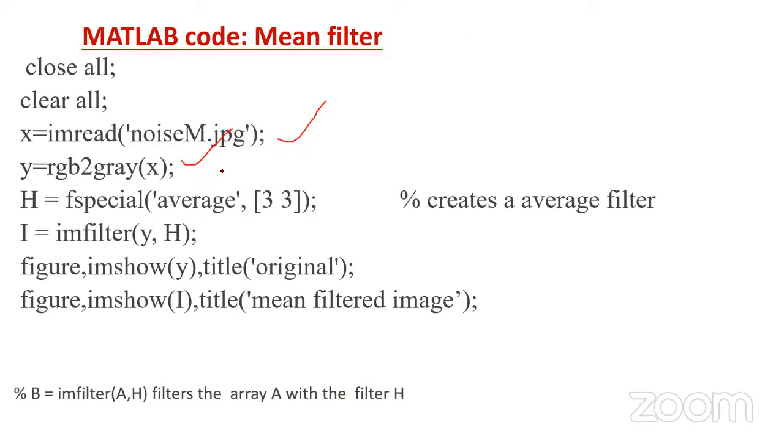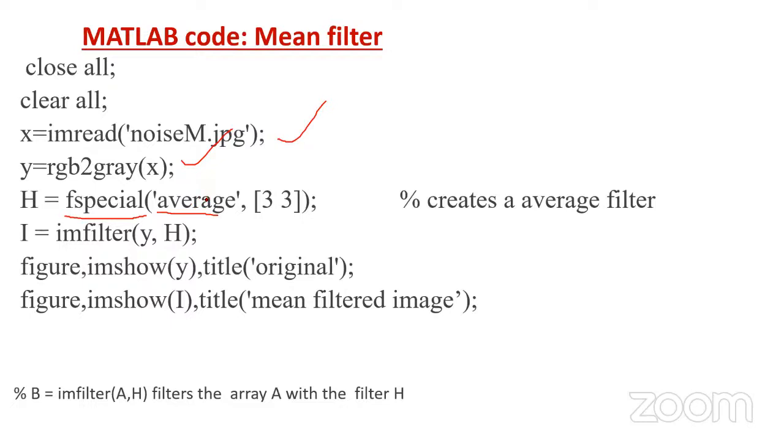So here we have to create an average filter. So average, that is the key. This is actually a special function. By using that we can create an average filter, and this is the keyword. We can go for average or maybe Gaussian, Laplacian, log, depending on the filter we are creating. That keyword we have to write. So this is fixed.